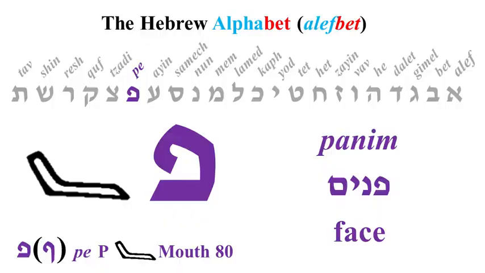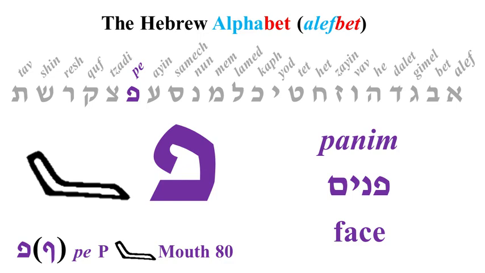Another word that begins with Pei is Panim. And Panim represents face. And you can see it kind of looks like a face there. There is the mouth and the nose sticking down, or maybe a tooth sticking down in the mouth. Okay, Pei looks like that. And the first time we see this is back in Genesis 1:2.